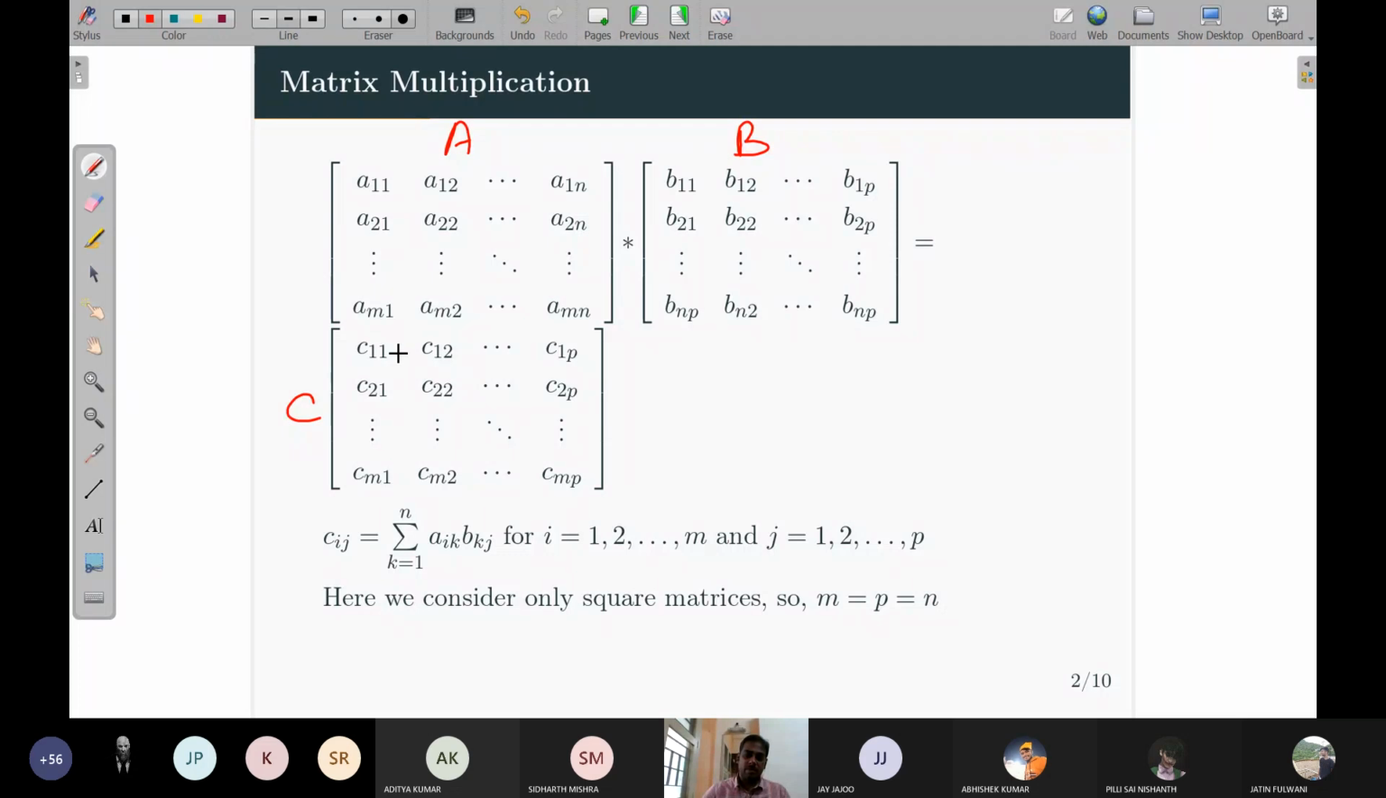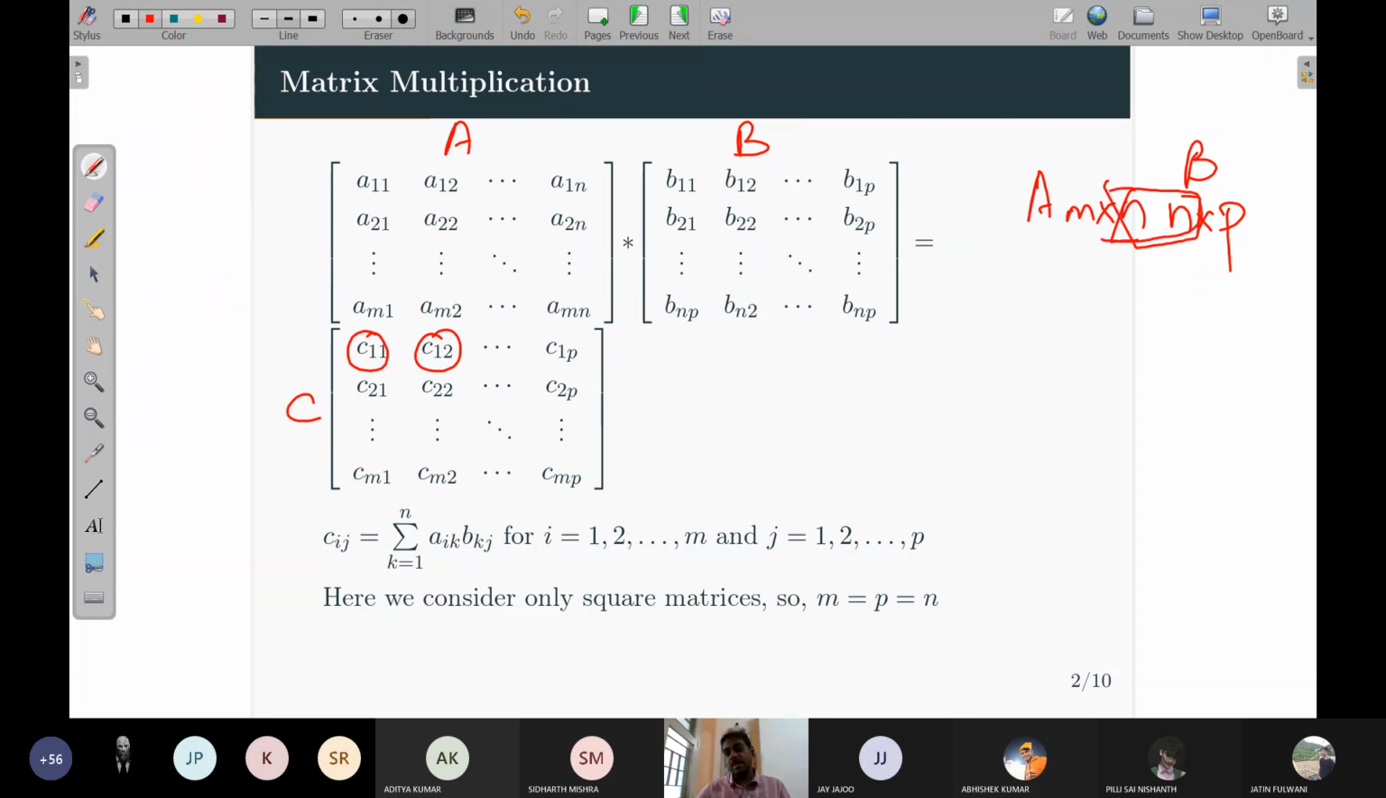Your task is to identify all the elements in the C matrix, C11, C12 up to these elements. But what is the condition regarding the dimension or order of the matrices? If A is an m by n matrix, then B should be n cross some other p. That means the number of columns in the first matrix should be equal to the number of rows in the second matrix.